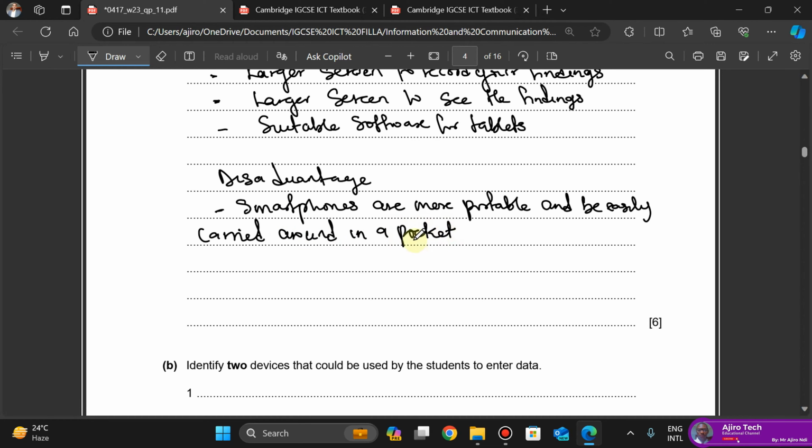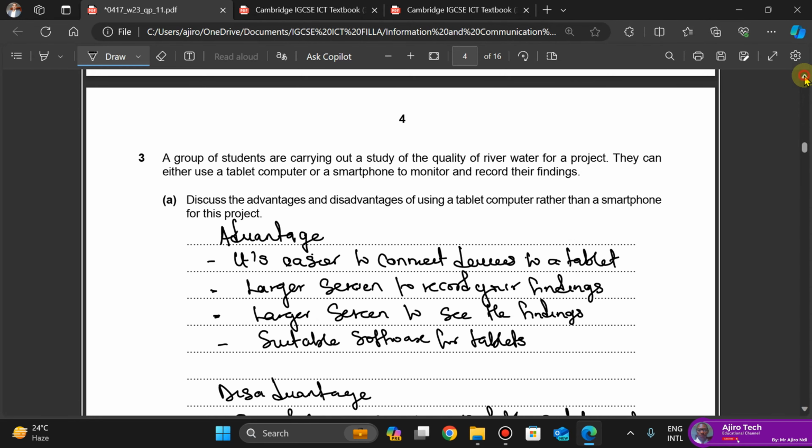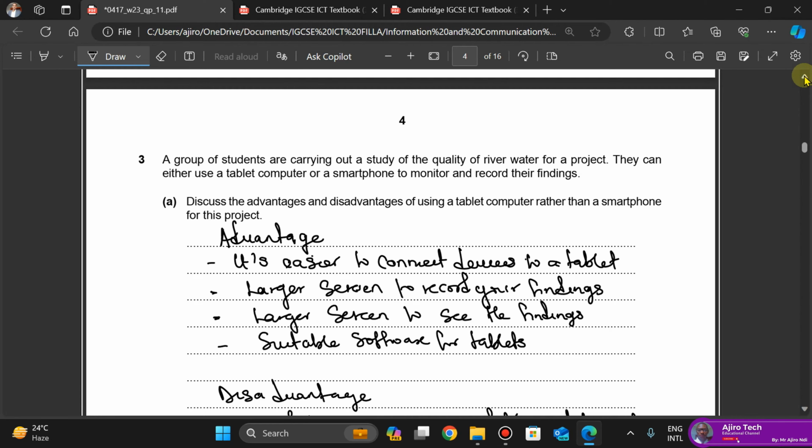Because if you don't specify this, a tablet can be easily carried around too. But I can put it in my pocket and you don't even know I have a phone. Let's be honest with ourselves. Let's go back to the question. A group of students are carrying out a study of the quality of river water for a project. Which is easier for a student to carry around, a tablet or a smartphone? I want you to pause this video and then tell me.